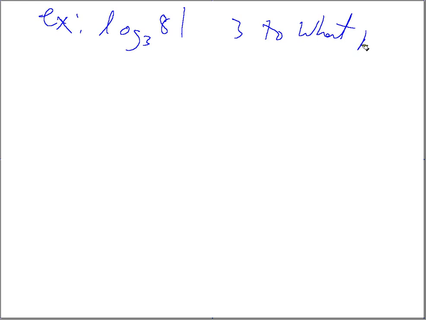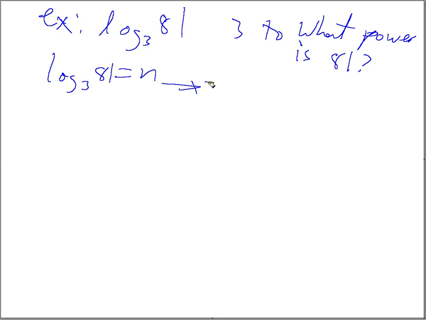Let's try another one. Take a look at this one here. How about log base 3 of 81? In other words, 3 to what power is 81? Again, this is asking us 3 to what exponent or power is 81. So let's let log base 3 of 81 equal to some number n. n is my exponent, right? So again, convert it to an exponential. The conversion is going to be base to the exponent, 3 to the n, equal to what?